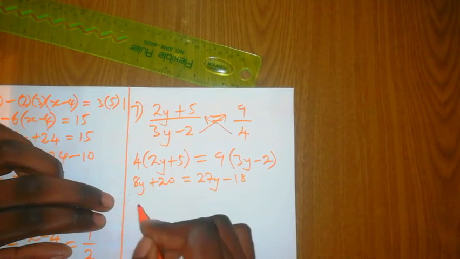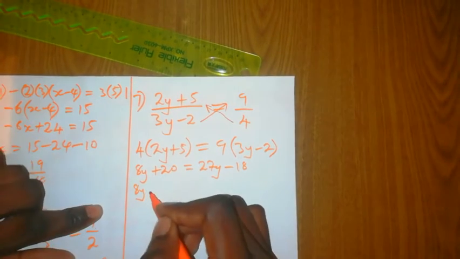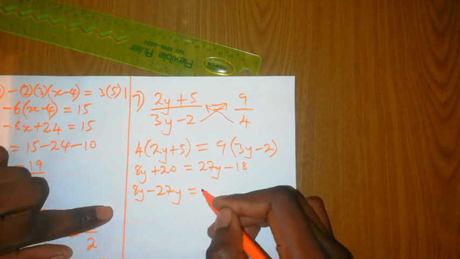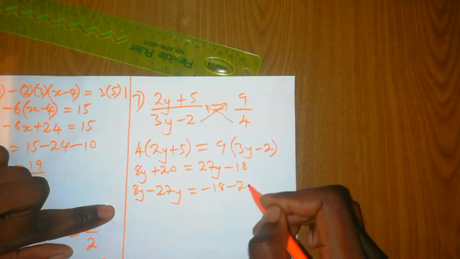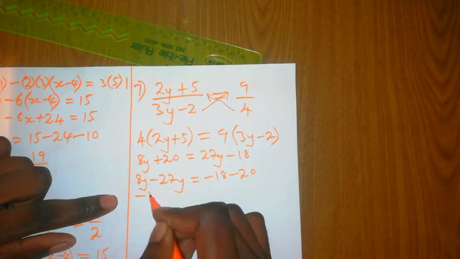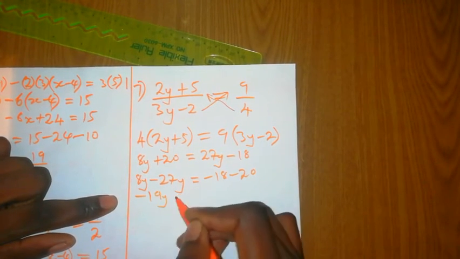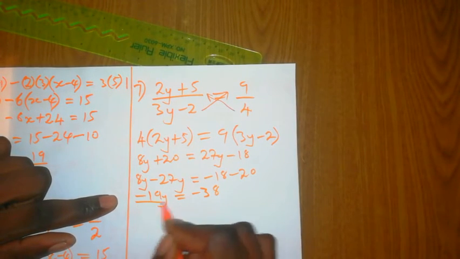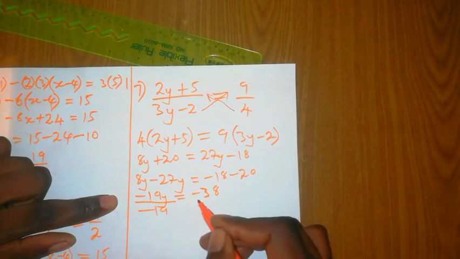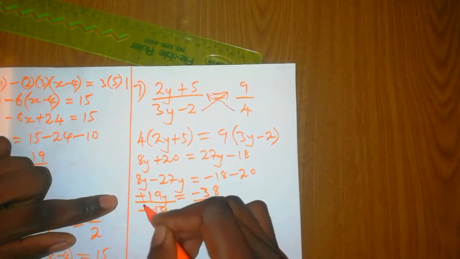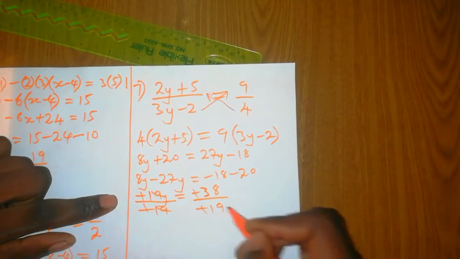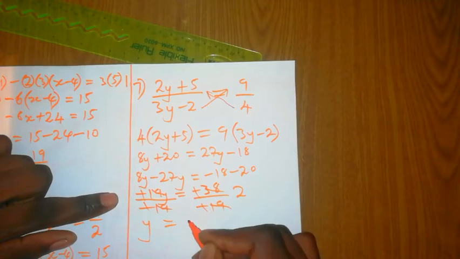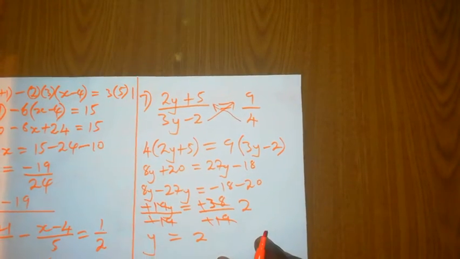I now collect my like terms here. 8y minus 27y is equal to negative 18 minus 20. So it's now negative 19y is equal to negative 38. I divide both sides by negative 19. It's now equal to 2. So your y is equal to 2.